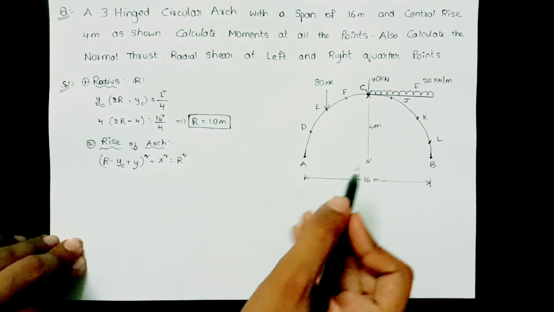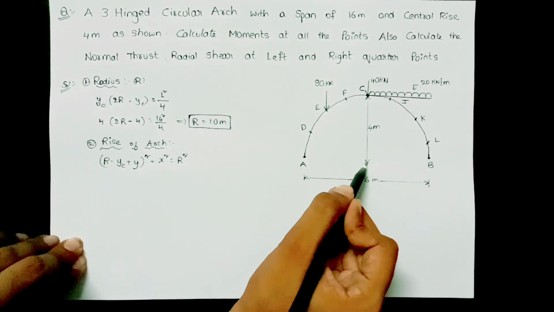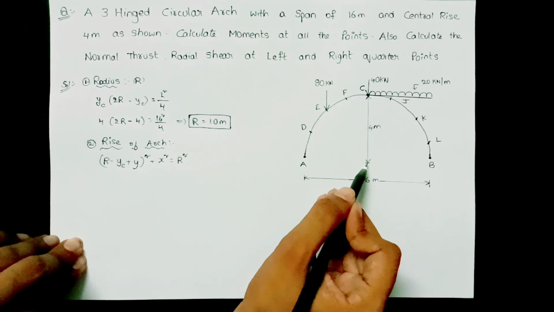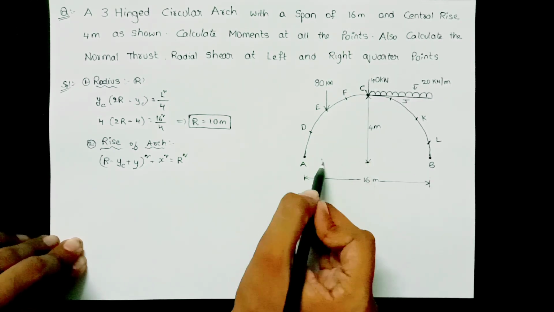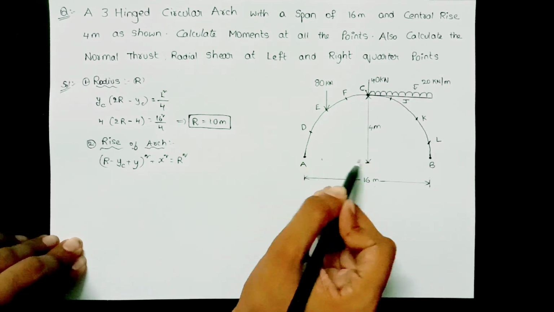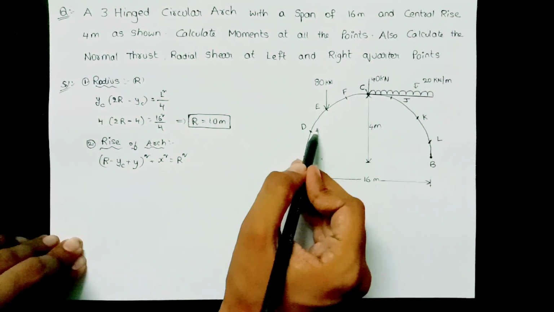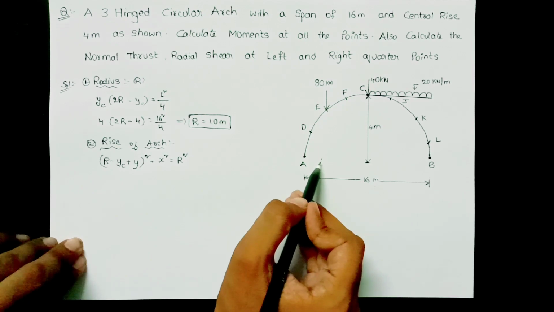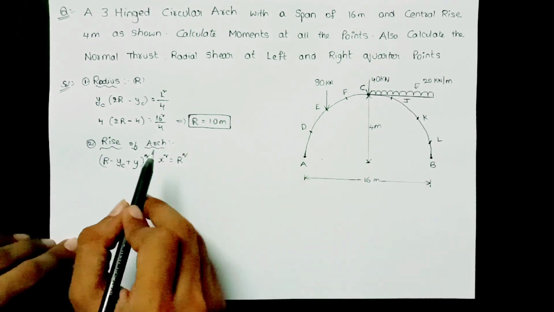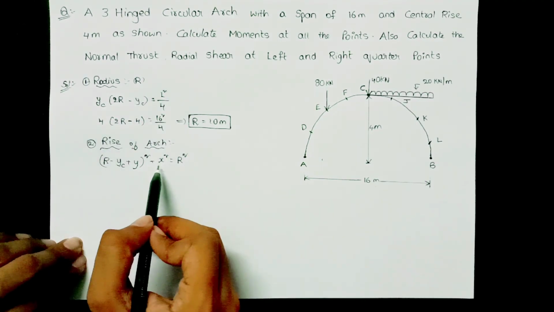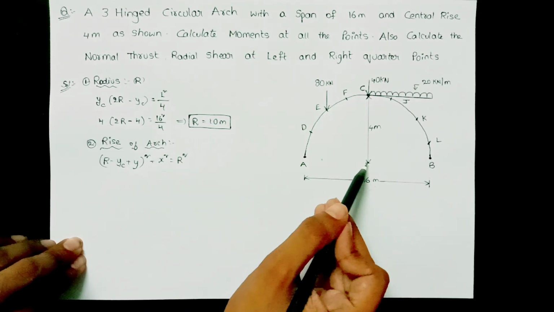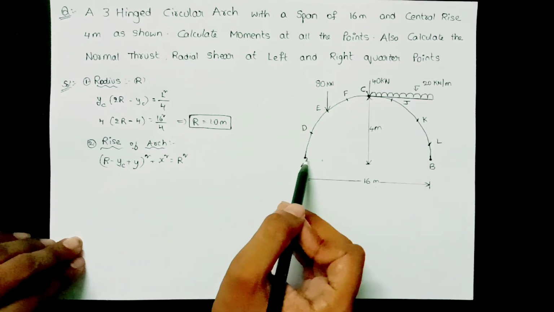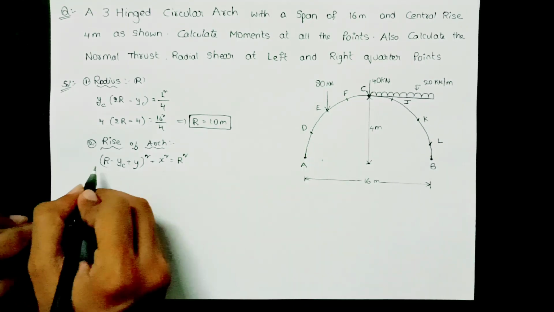Okay, but in the circular arch we need to take the x value from the center of the arch. That means this is the center of the arch and we have to take the distance from the center to that point. So it will be 2, 2, 2, so 2 plus 2 plus 2, 6 meters. In circular arches, x should be measured from the center of the arch, not from the supports. That is the most important thing.